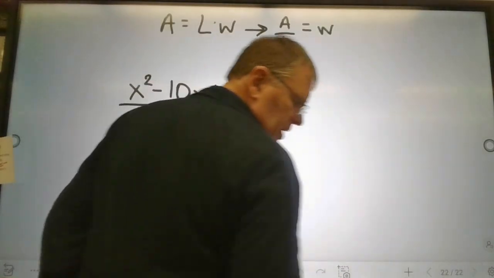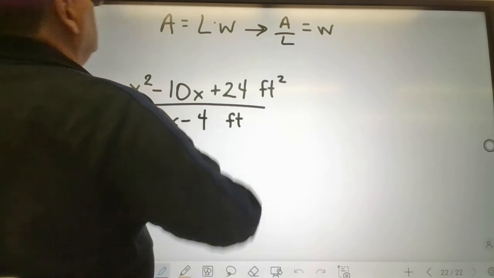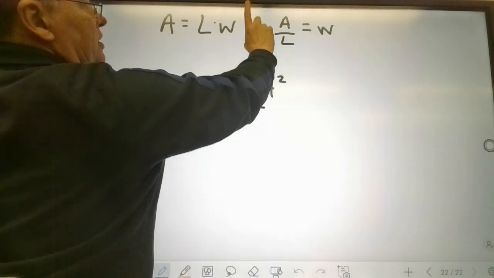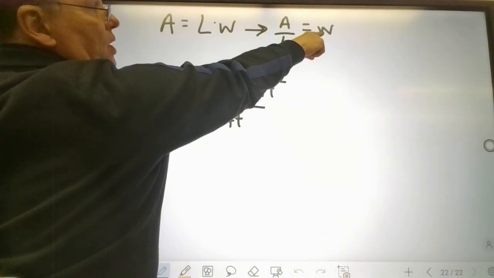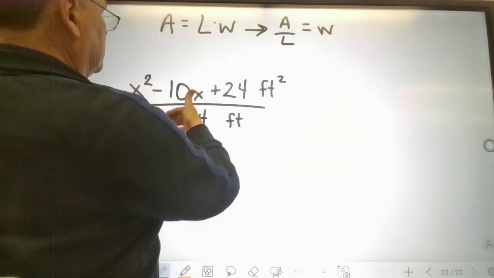All right, we got one problem left. A word problem. We're talking about an area of a rectangle. We know area of a rectangle is length times width. They're going to tell us the area and the length. We need to find the width. So to find width, you got to take the area and divide by the length. So well, there it is.